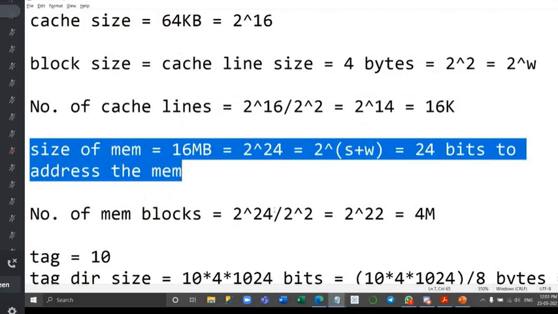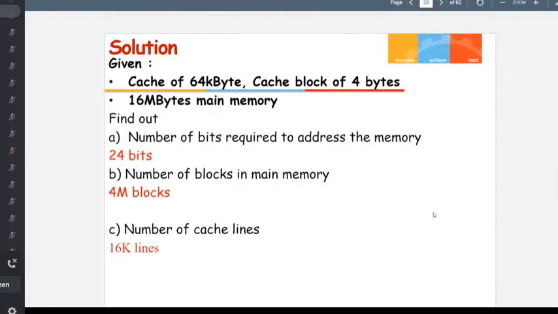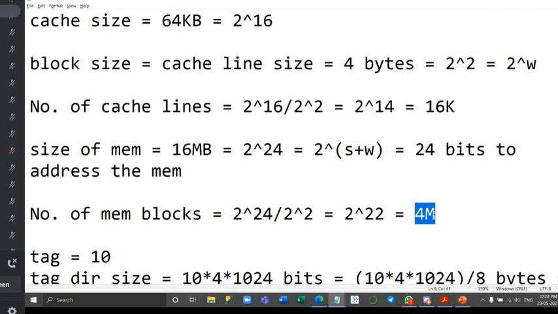Number of blocks in the main memory: we divided the main memory size by the size of each memory block. 4 bytes is the cache line size and the memory block size, those are the same. We divided them and got 4M memory blocks. Then we needed the number of cache lines. We have the cache size and the cache line size, 4 bytes, so we divided the cache size by the cache line size: 2 to the power 16 divided by 2 to the power 2 gives 2 to the power 14. So we get 16K lines in the cache.